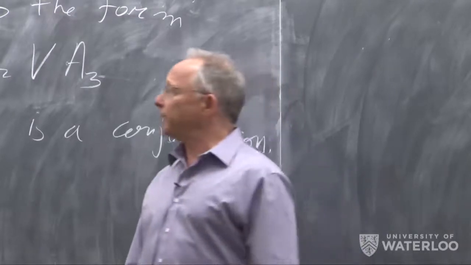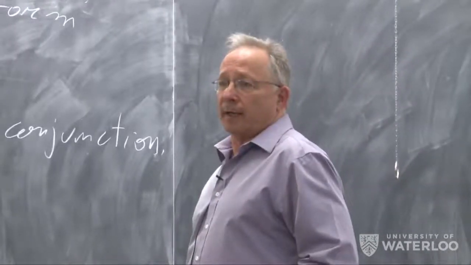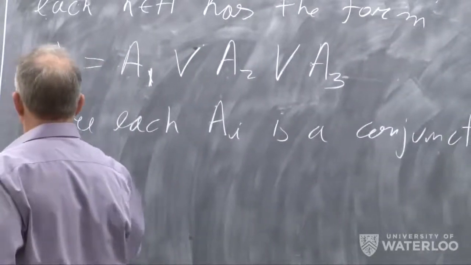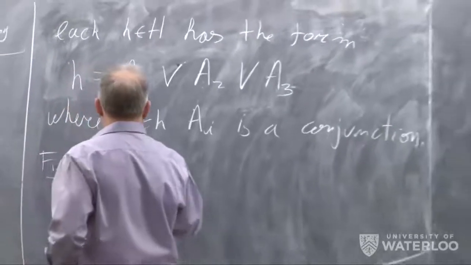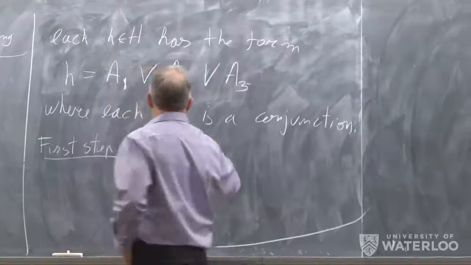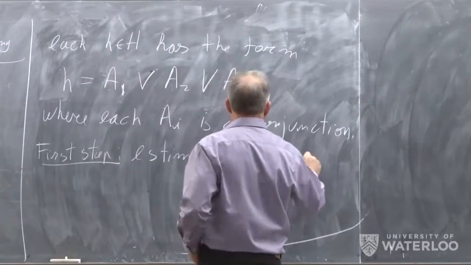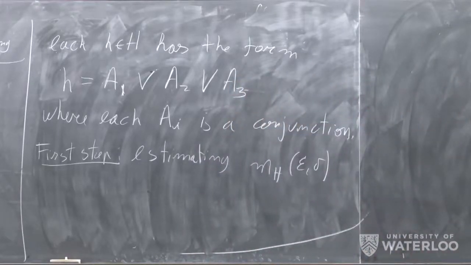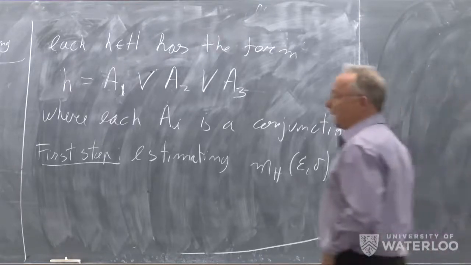Again, we can do the usual stuff, look at the VC dimension. If you want to do ERM, the first step is estimating or upper bounding m_H(epsilon, delta). And for that, we have to somehow estimate the VC dimension. We already have a very crude hammer that gives us some bound on the VC dimension. What is it going to be? The log of the size. Log size is a good upper bound for the VC dimension.